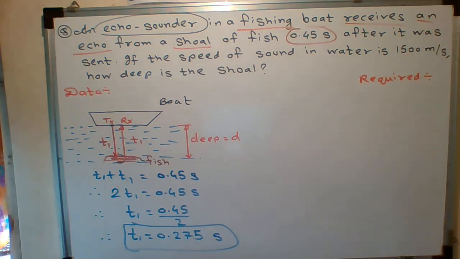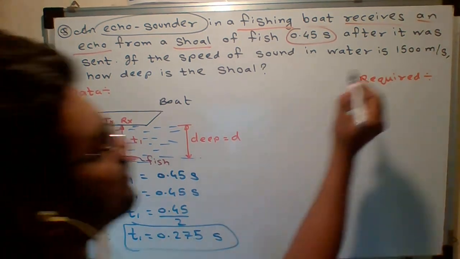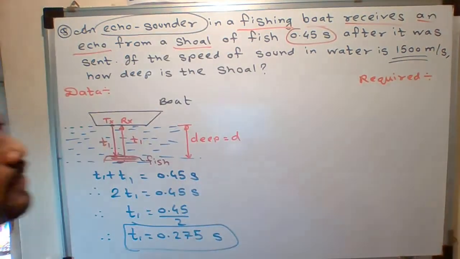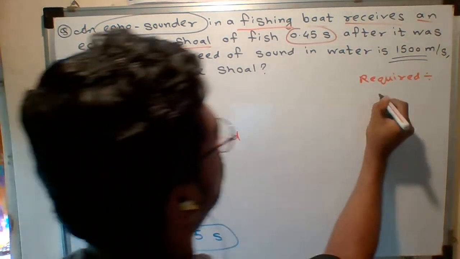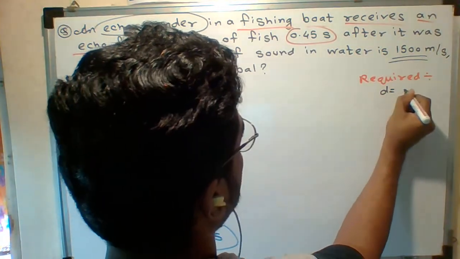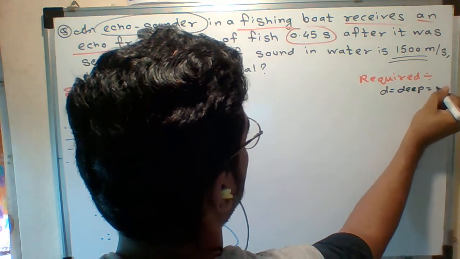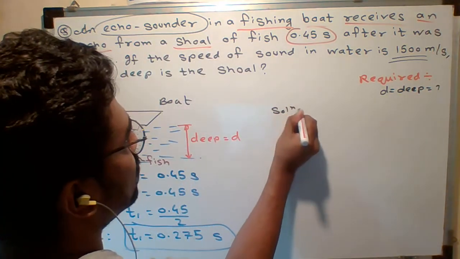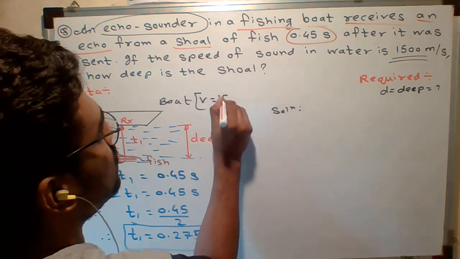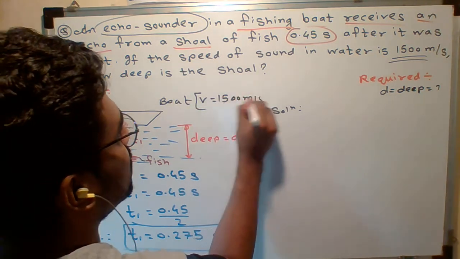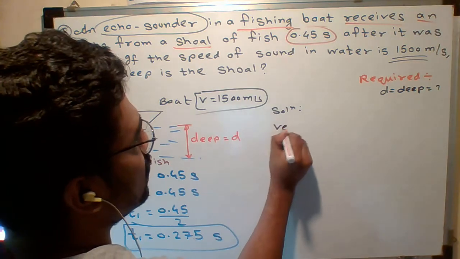Students, one more piece of information is given: the velocity of sound in water. Required is how deep it is; we have to find the depth. Solution, let me start. The velocity is given as 1500 meter per second. We have to start with the formula.